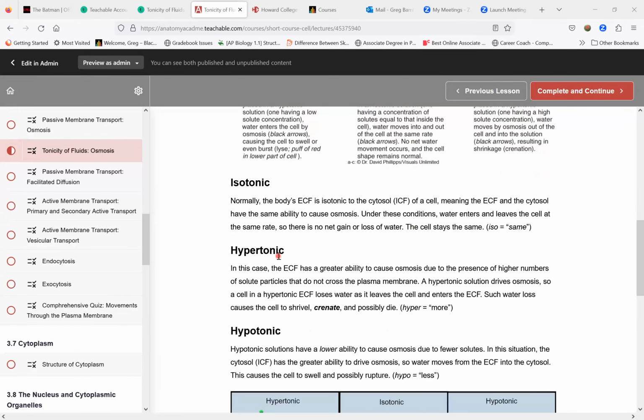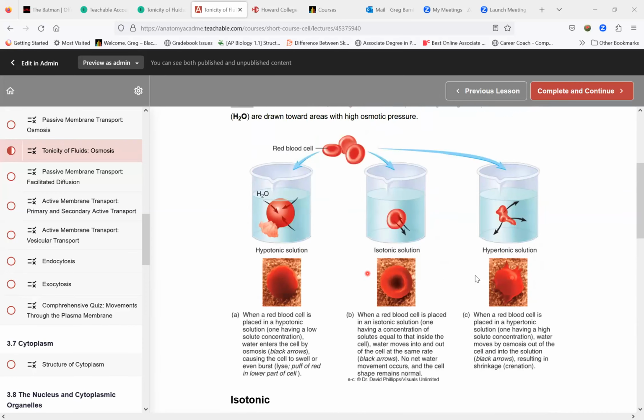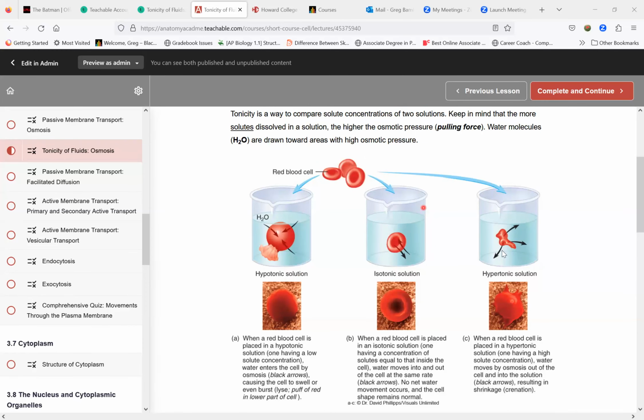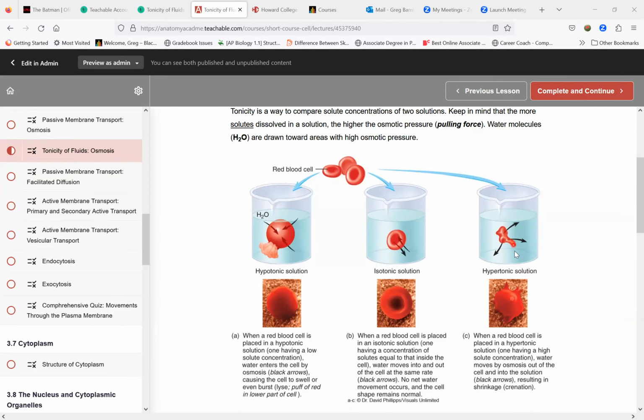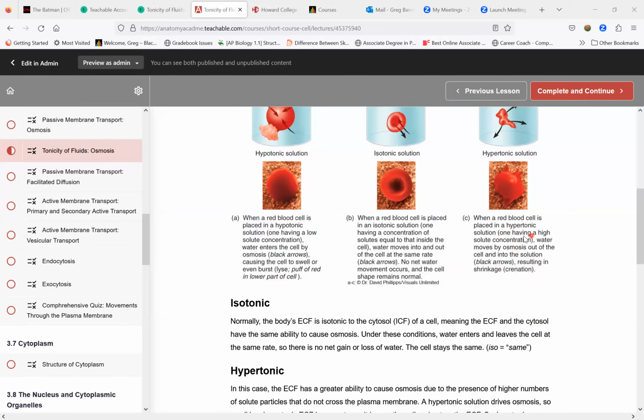If you're talking about a solution around the cell that's considered to be what's called hypertonic, hypertonic solutions have higher solute concentrations. That means they have a higher osmotic pressure. This one here with the red blood cell seems to be a pretty common example. This one's shrinking. Here it says when a red blood cell is placed in a hypertonic solution, having a high solute, water moves by osmosis out of the cell and into the solution. Hypertonic solutions cause cells to shrink.